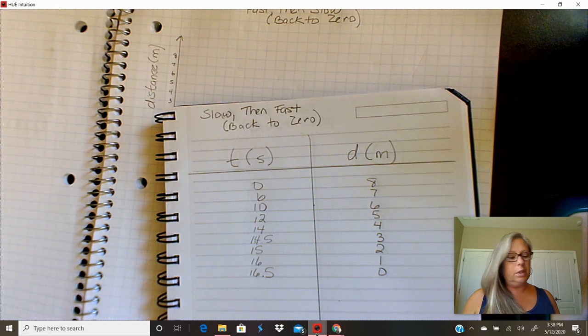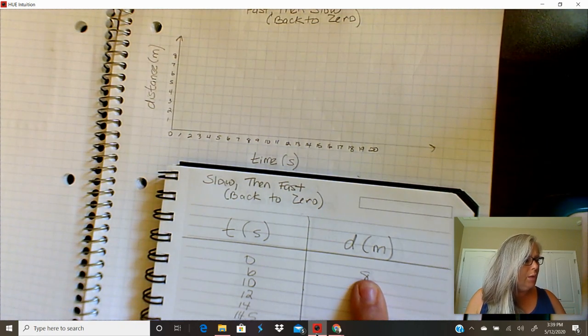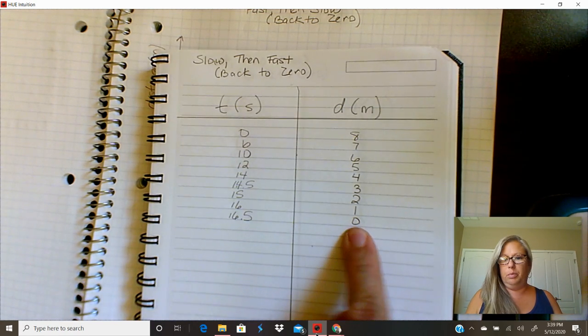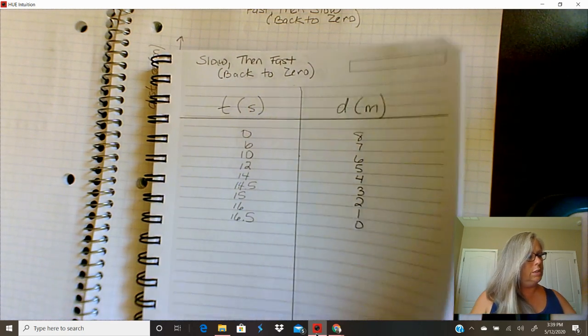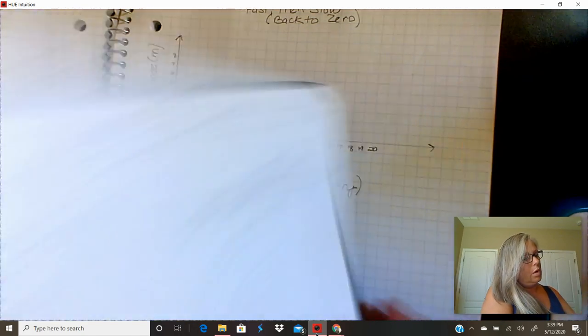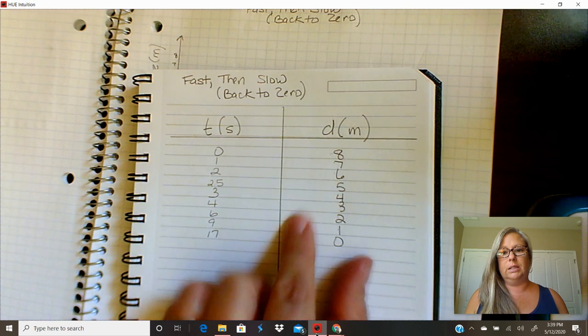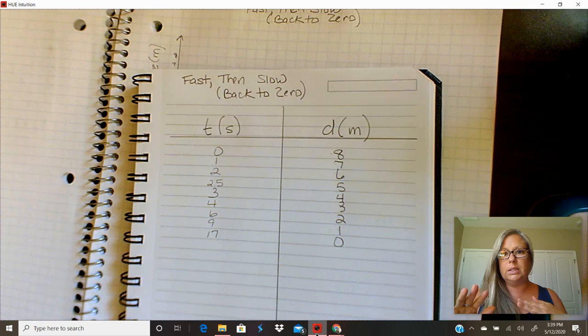All right, so in this one, we're going to graph my walk, the one where I started at 8 meters and then returned to 0 meters. Look at my data table: 8 meters down to 0 meters. No, this is the wrong way. Sorry, y'all. I went from 8 meters to 0 meters, so that part's the same, but then I went fast and then slow. So it should make a different kind of curve on the distance time graph. Let's get going and make this graph.